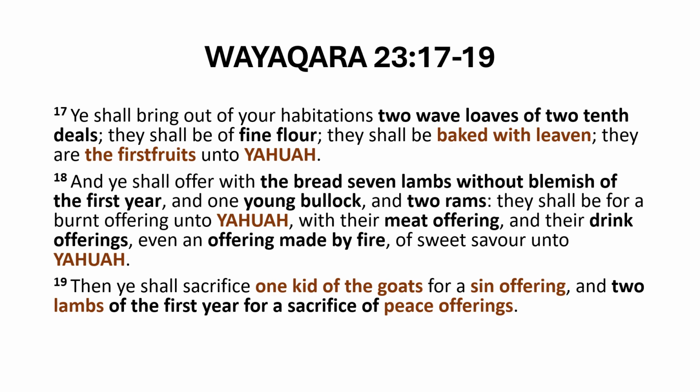18. And you shall offer with the bread 7 lambs without blemish of the first year, and 1 young bullock, and 2 rams. They shall be for a burnt offering unto Yahuwah, with their meat offering, and their drink offerings. Indeed, an offering made by fire of a sweet savor unto Yahuwah. Why are we bringing him all these things? He gave you the harvest.